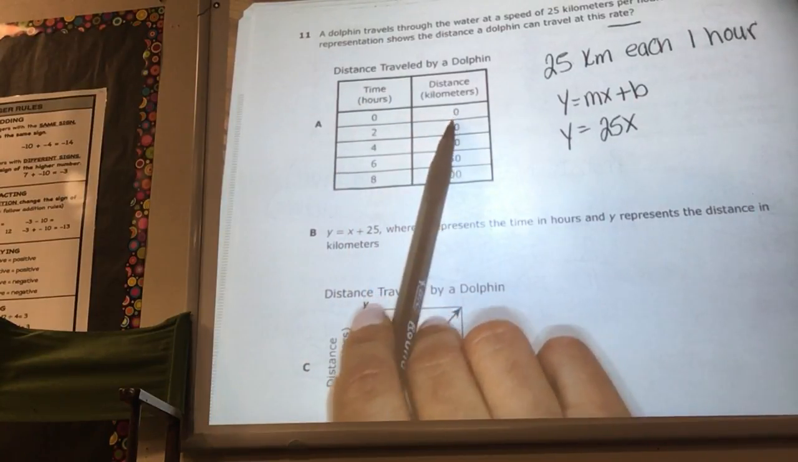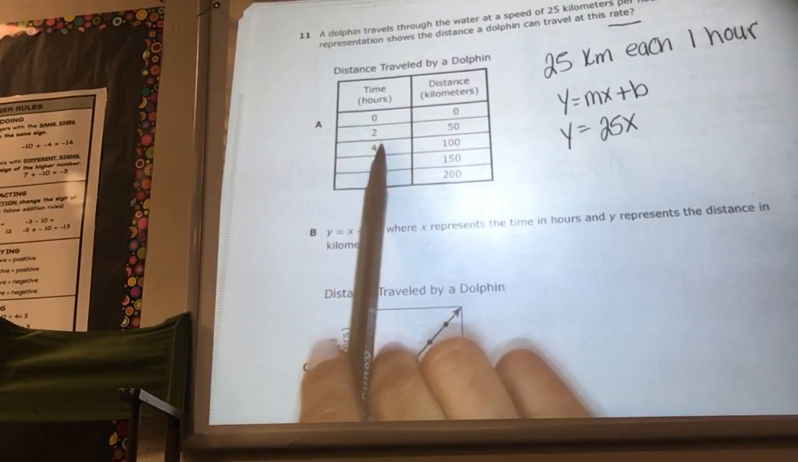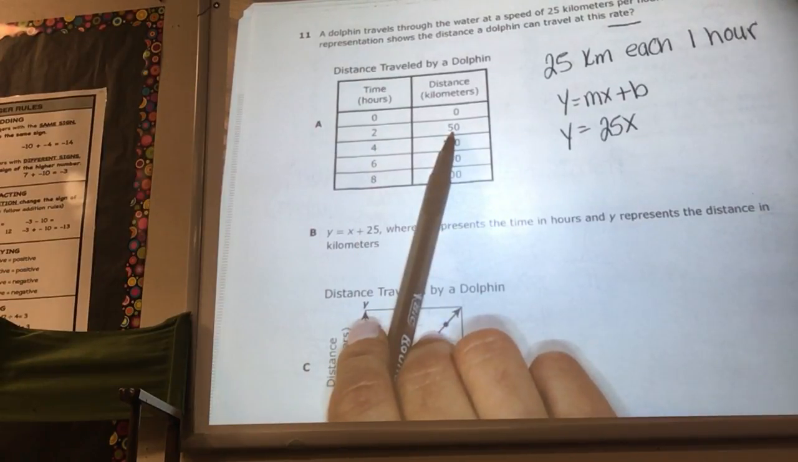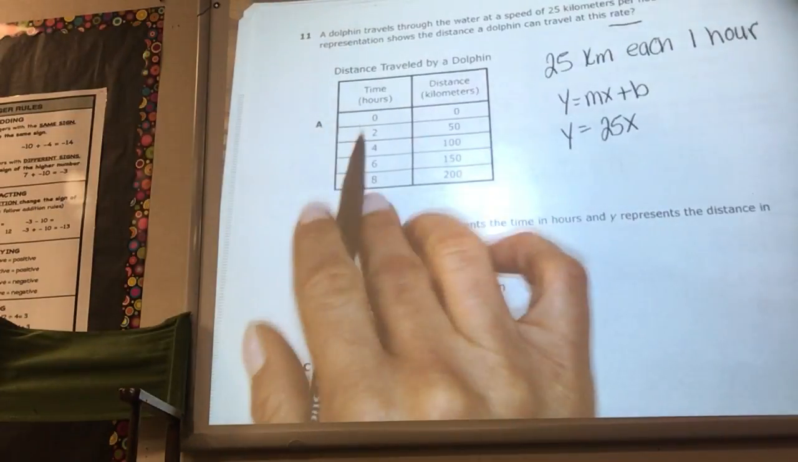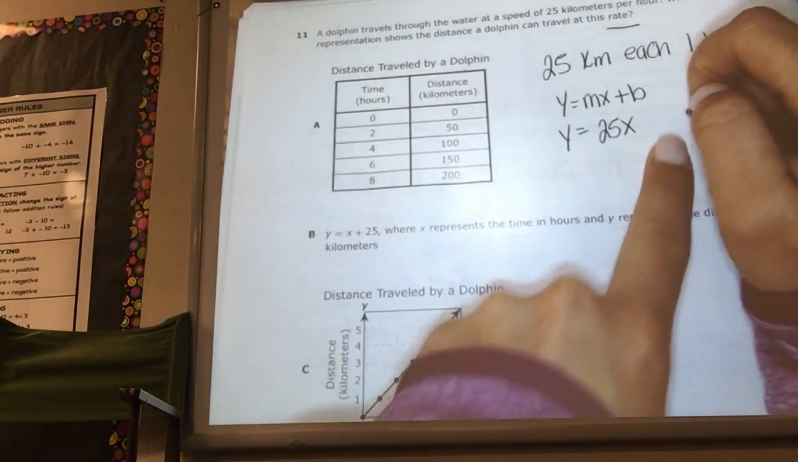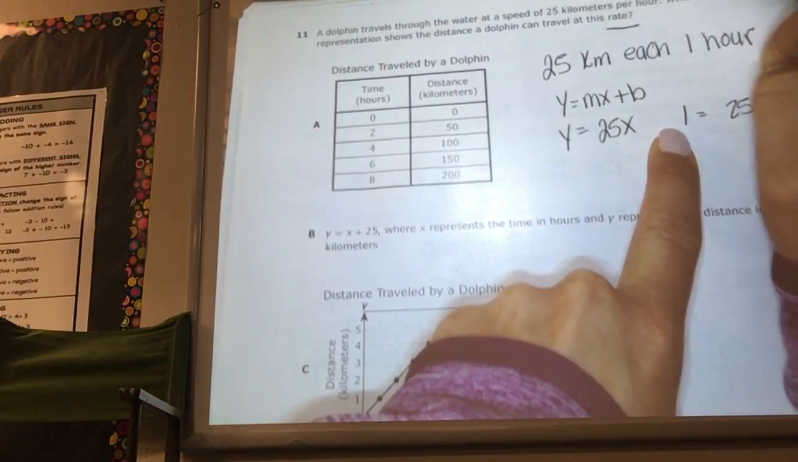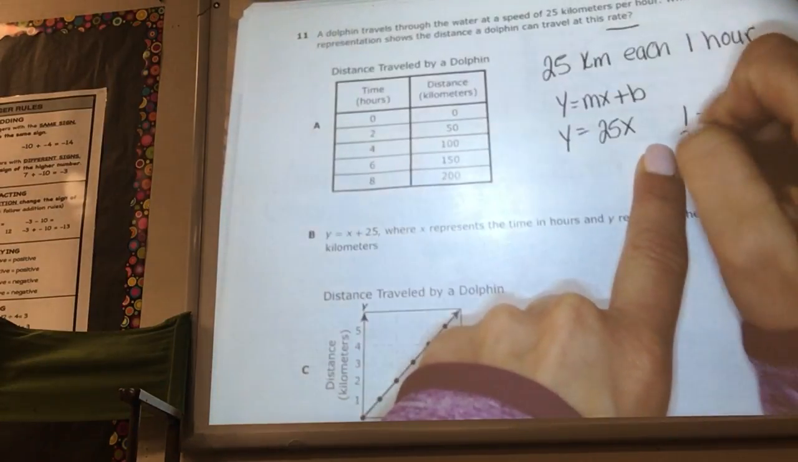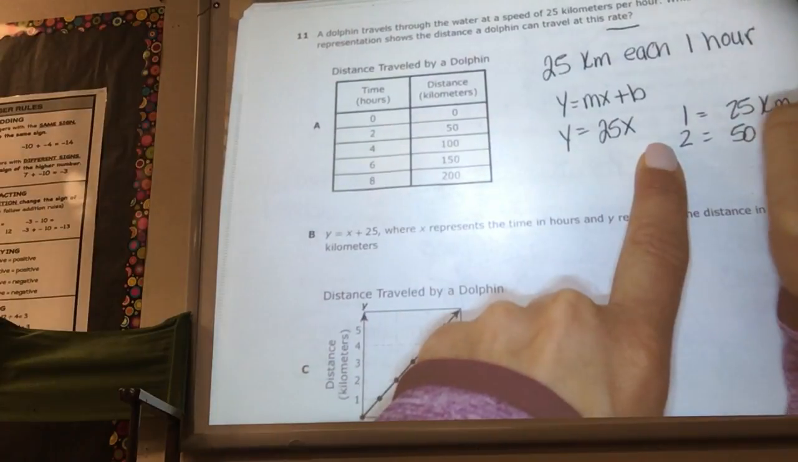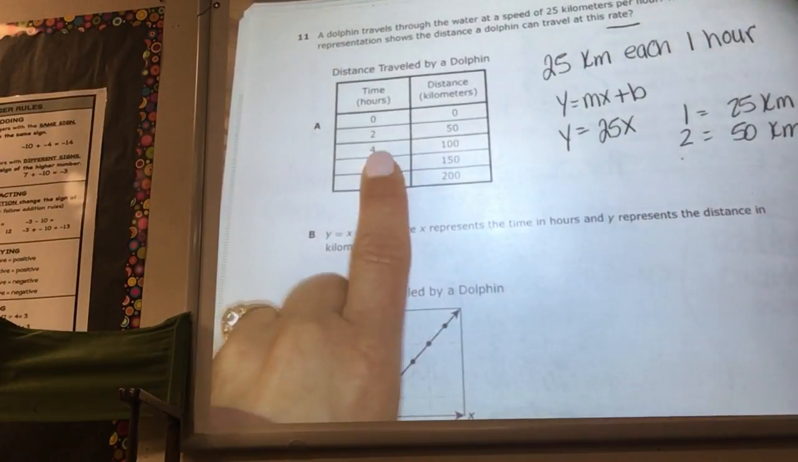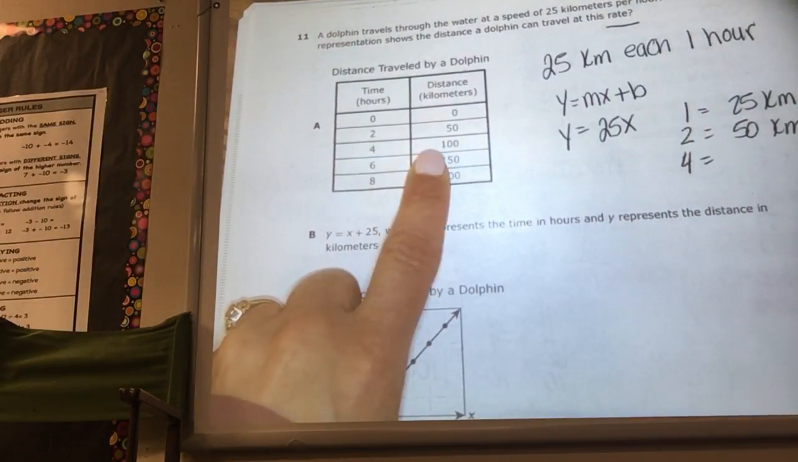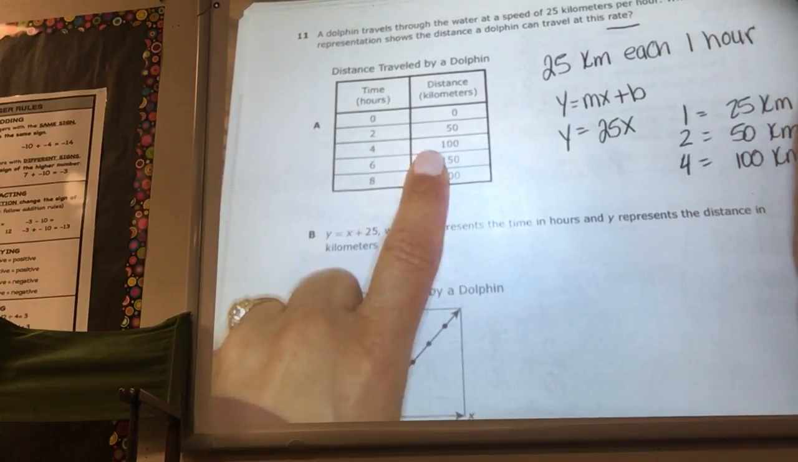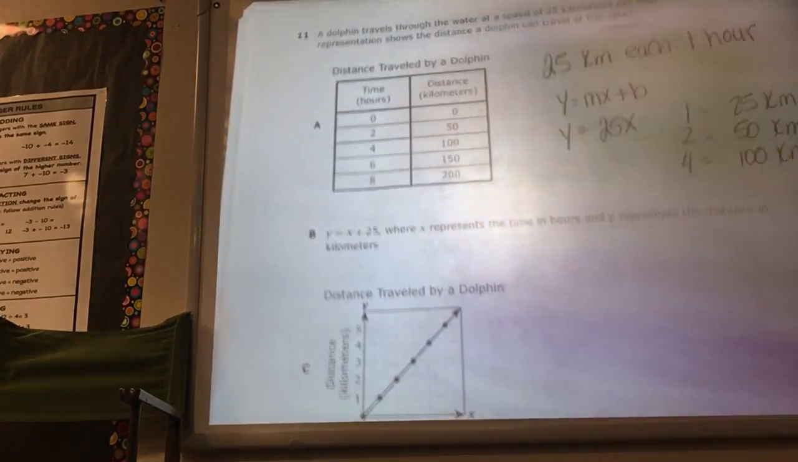So if we look at answer choice A, distance traveled by a dolphin, in 0 hours, the dolphin traveled 0 kilometers. That would make sense. In 2 hours, the dolphin swam 50 kilometers. Well, if it goes 25 kilometers in 1 hour, then in 2 hours, it's going to double its time. So in 1 hour, it goes 25 kilometers. In 2 hours, it will go 50 kilometers. In 4 hours, it would go 100 kilometers. 6 hours, it would go 150. So A is going to be our answer.